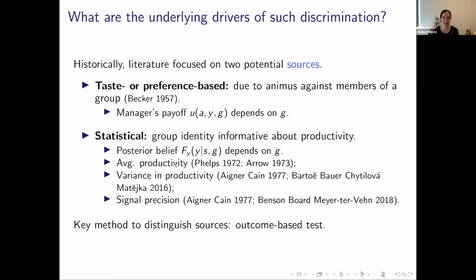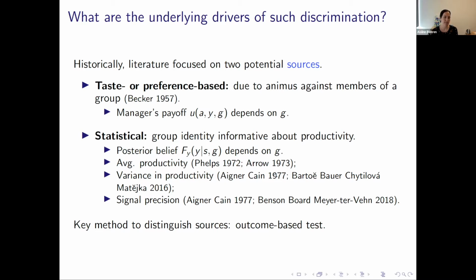Aigner and Cain also started thinking about variance of productivity as well as the signal precision. There's a really nice new paper by Benson, Board, and Meier looking at this idea of signal precision. Essentially, they look at Black, Hispanic, and white managers and show that they're often more effective at screening workers from a similar racial or ethnic background. And so if you therefore have imbalance in terms of the managerial composition, you can see discrimination because workers are not being screened by the people who are most effective at screening them.